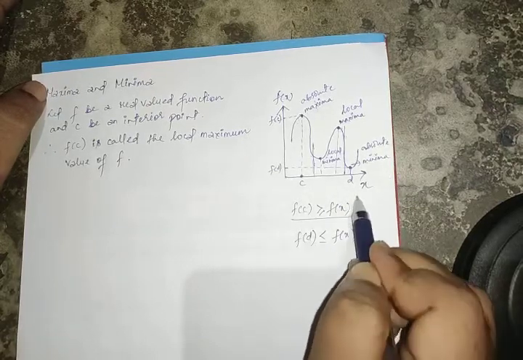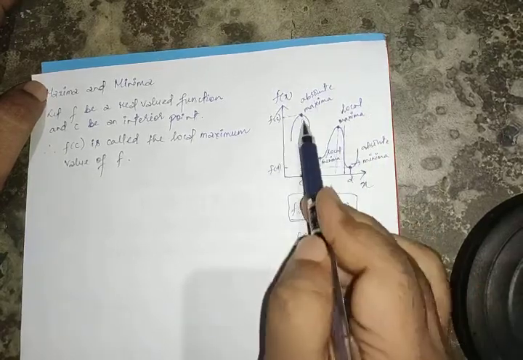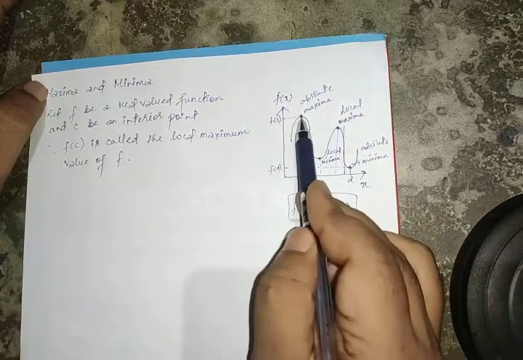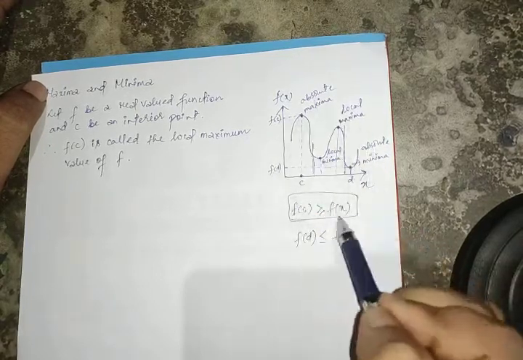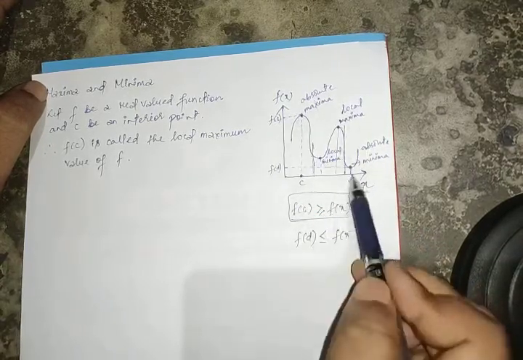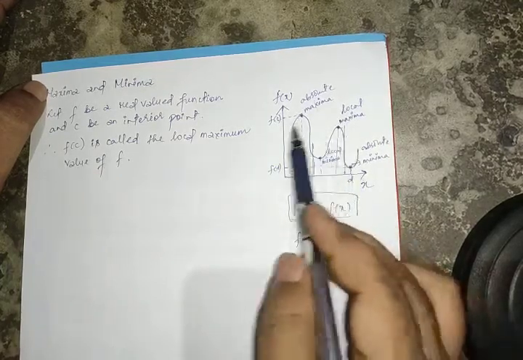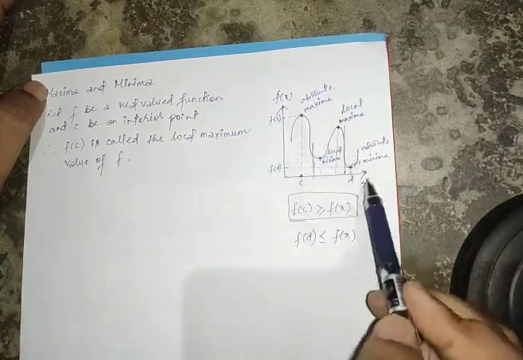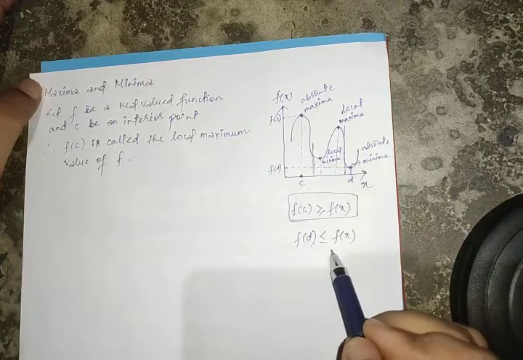This thing you have to keep in mind, because this maximum value is for the overall interval. This one is the greatest, right? So this f of c is greater than or equal to the overall function f of x. And for minima also, it is the smallest value from the overall function. So you can write f of d is less than or equal to f of x.